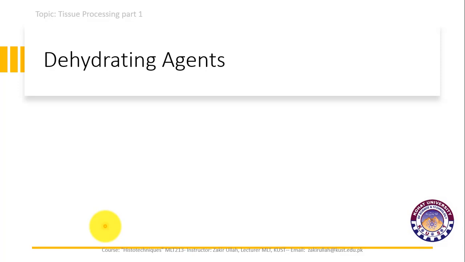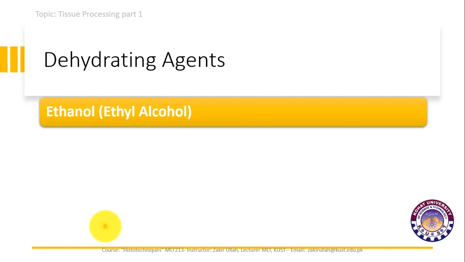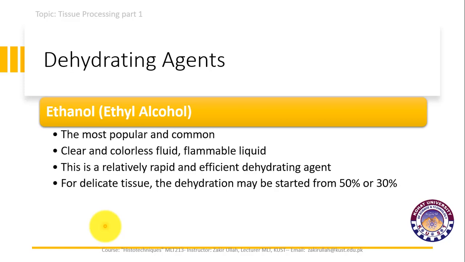The different dehydrating agents. The first one is ethanol or ethyl alcohol. This agent is most commonly used and the most popular in different histopathology labs. It is a clear and colorless fluid and it is flammable.